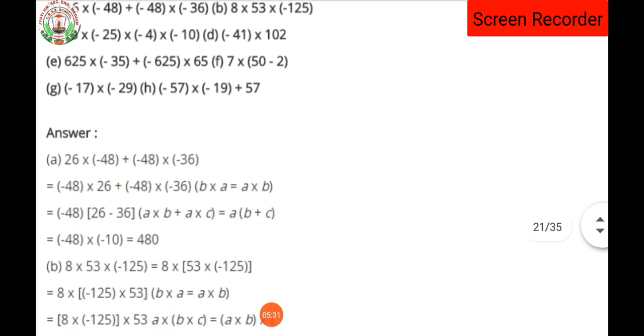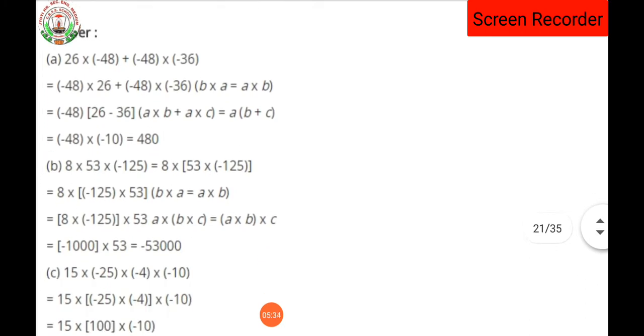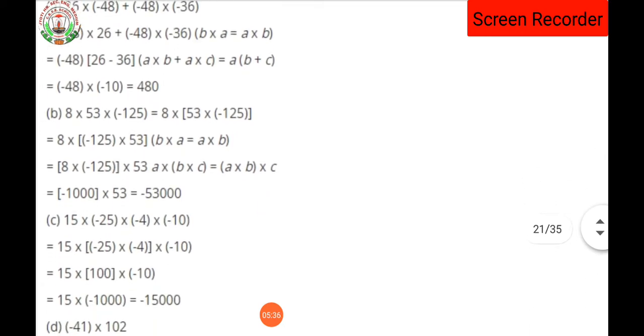Now what is the B part question we are having here? The B part question is 8 into 53 into minus 125. What is the number we are having? Minus 125. So here again we are going to use the commutative property.